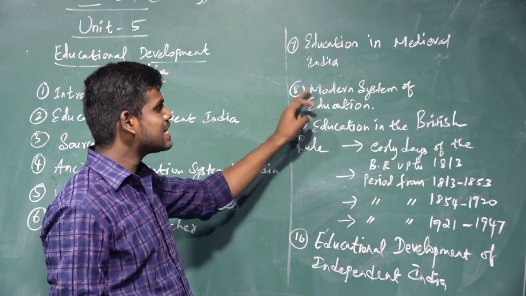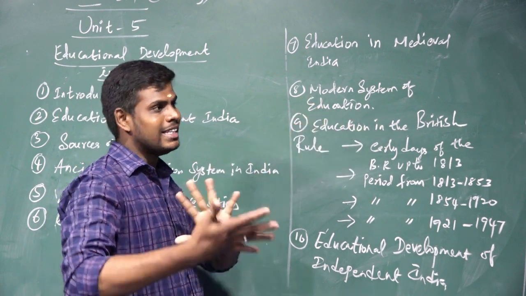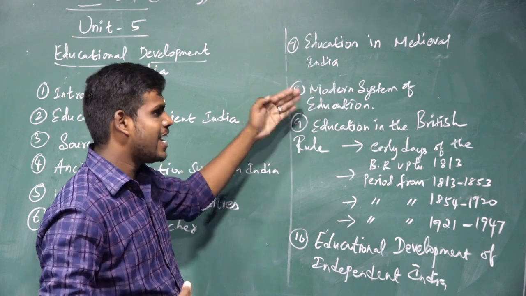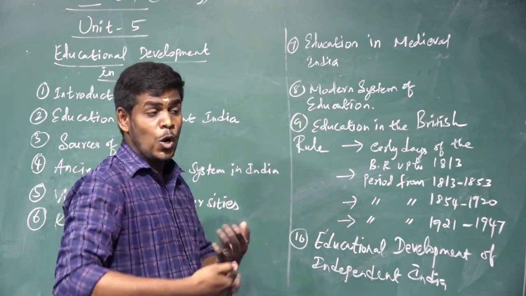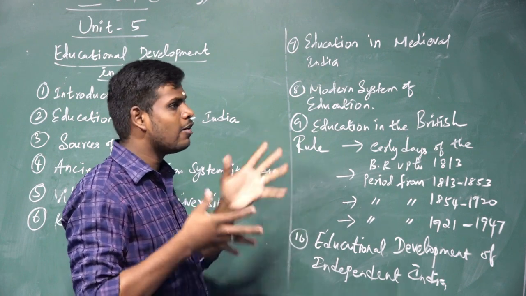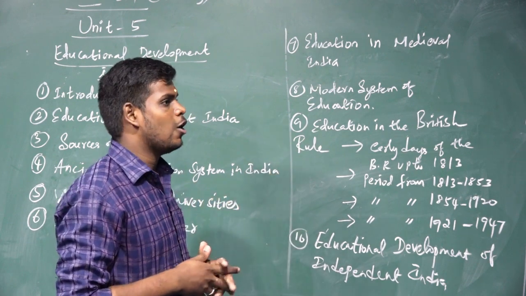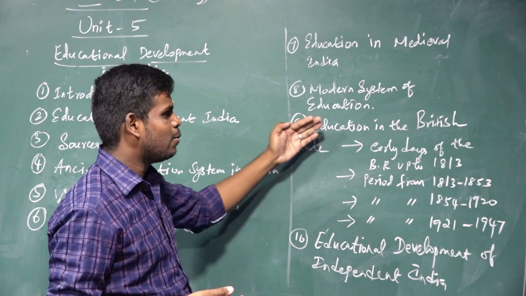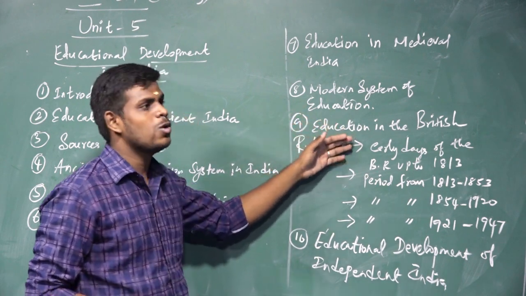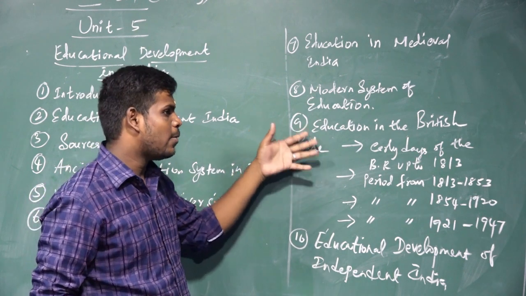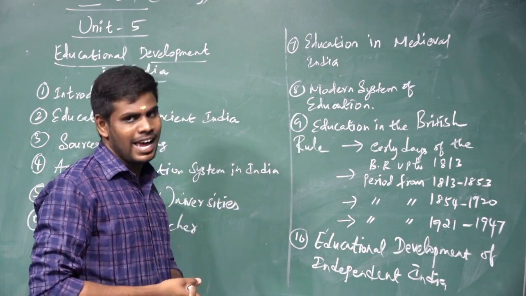The next topic is the modern system of education. The beginning of the modern system of Indian education can be traced to the efforts of the Christian missionaries who arrived in India in the wake of European occupations. As a result of their efforts, many institutions were established across India. These institutions imparted Western as well as Indian education.